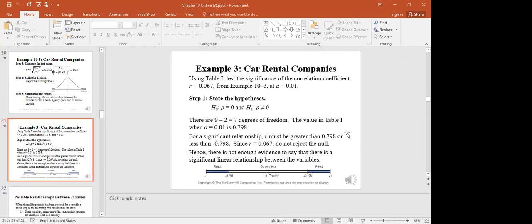Another method of testing is with the use of the PPMC table. The PPMC table is in your book as well. It's a much simpler table, or it uses a much easier test value. You can find it on page 659.